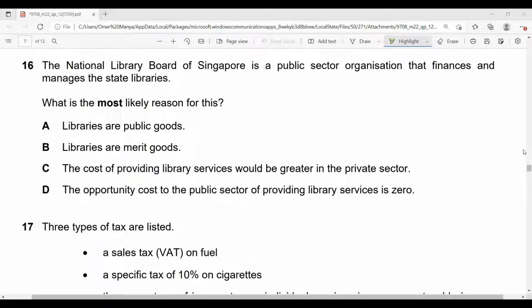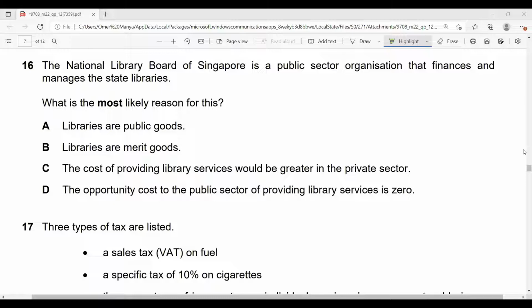Question 16. The National Library Board of Singapore is a public sector organization that finances and manages the state libraries. What is the most likely reason for this? For this one, I suggest going through the options and thinking about if they're relevant or not.